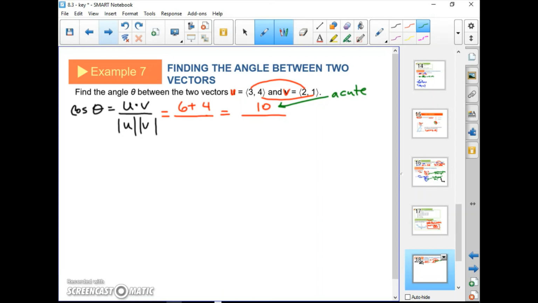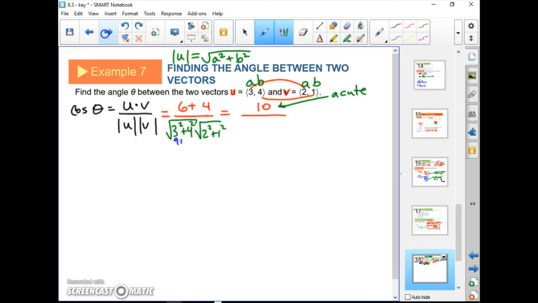So then look at the bottom of this formula. We need to find the magnitudes of the vectors. Remember, the magnitude of a vector is the square root of a squared plus b squared. It's just like finding the hypotenuse of a right triangle. But here's a and b for your vector. So for vector u, the magnitude is going to be the square root of 3 squared plus 4 squared. And for magnitude v, we'll do the same thing. It's going to be the square root of 2 squared plus 1 squared.